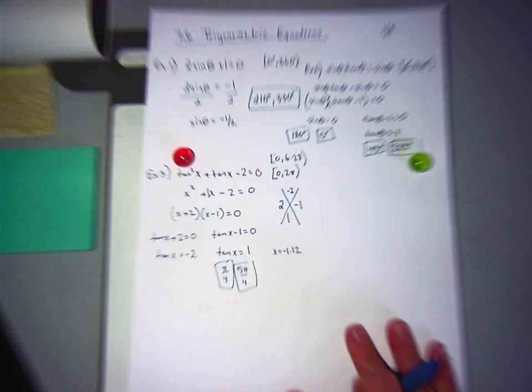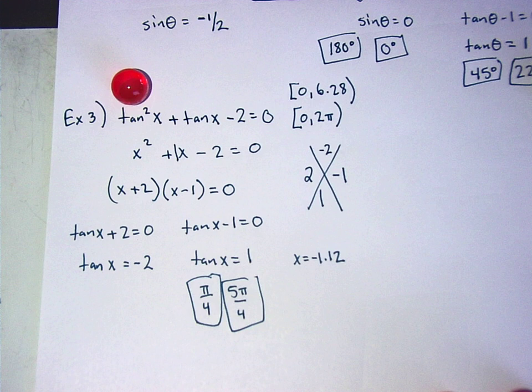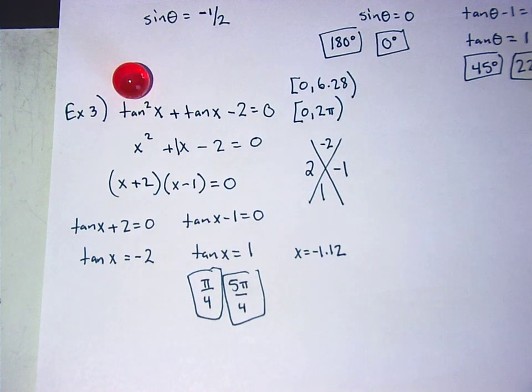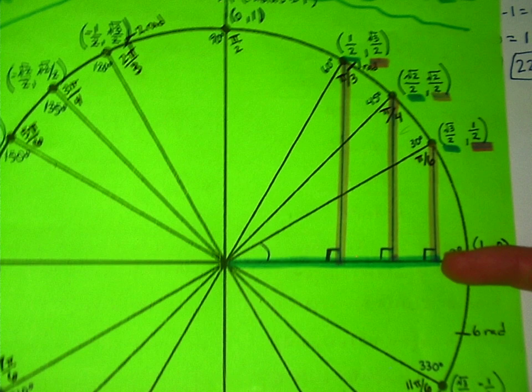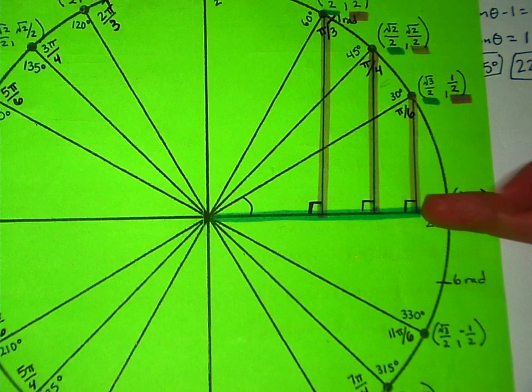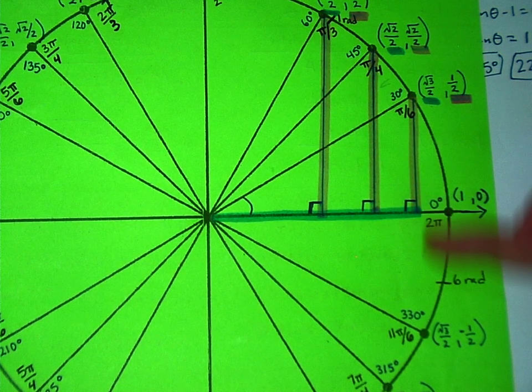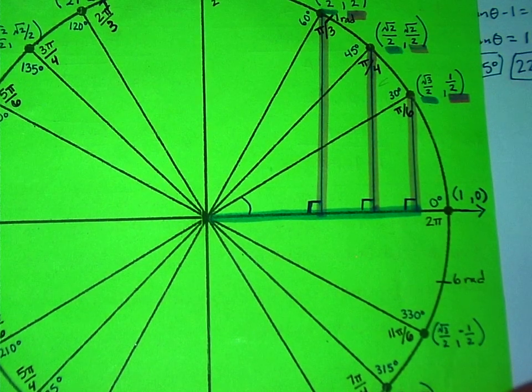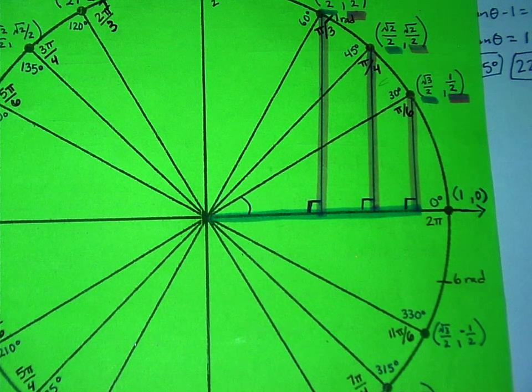Okay. So what is negative 1.12 equivalent to? Here's 6.28, right? Which direction is negative? Down. So what do I have to do? Subtract. So take 6.28 in your calculator.